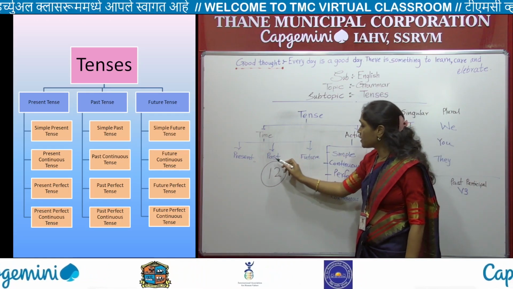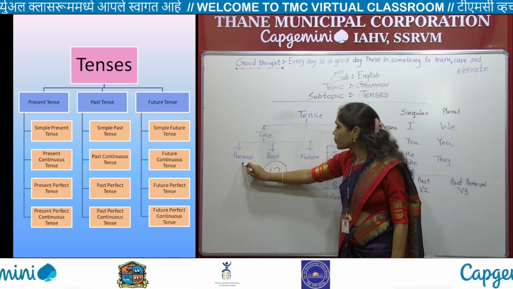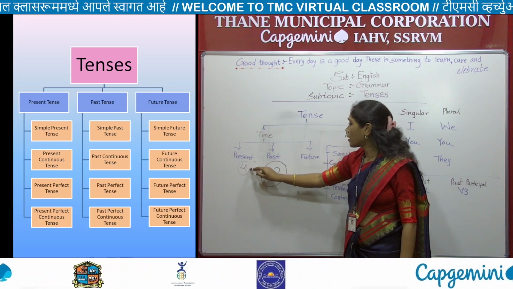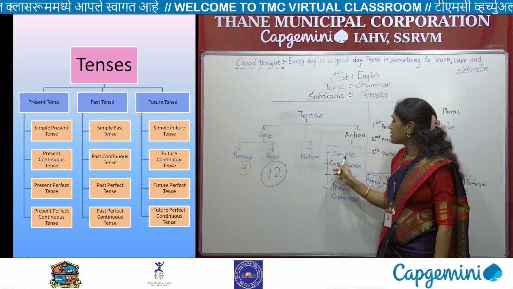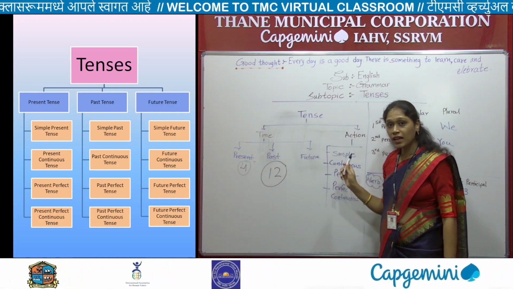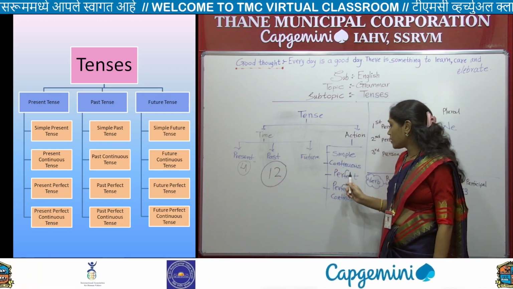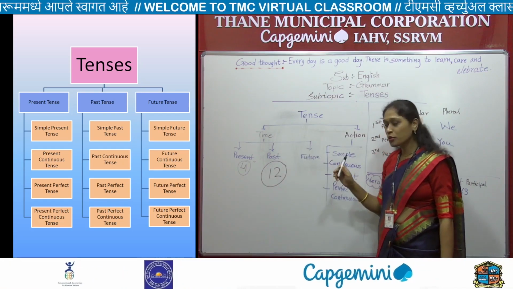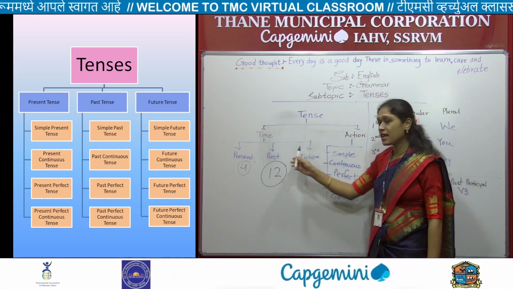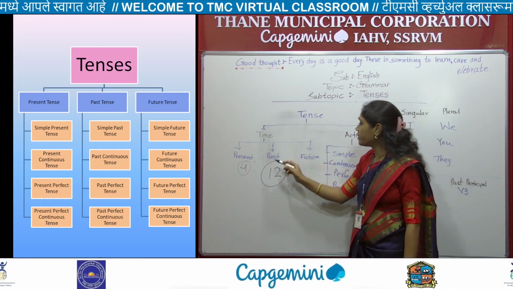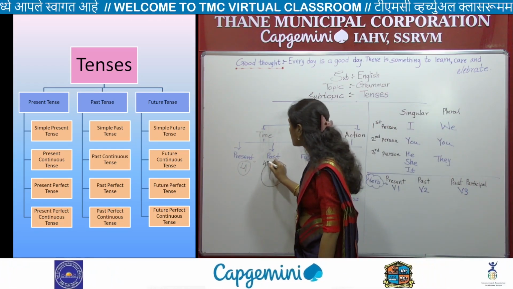See, there are 4 subtopics of present tense. Then past tense: simple past tense, साधा भूतकाळ. Continuous past tense, चालू भूतकाळ. Perfect past tense, पूर्ण भूतकाळ. Perfect continuous past tense, चालू पूर्ण भूतकाळ. Again, it has 4 subtenses.